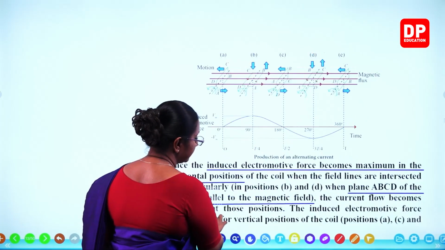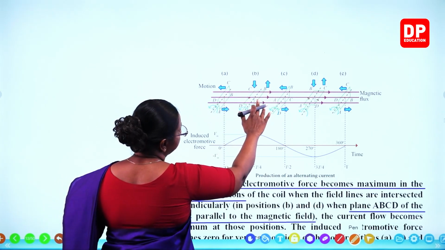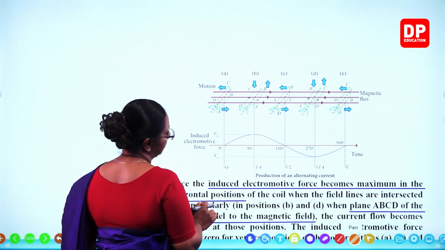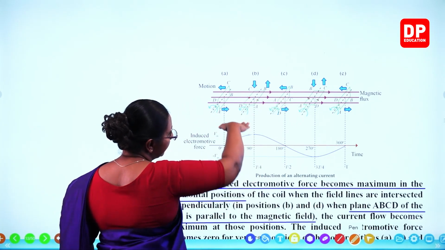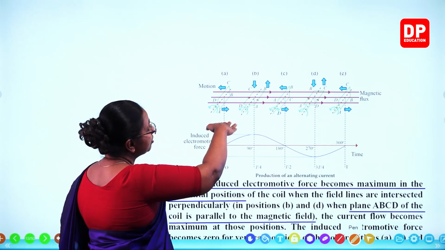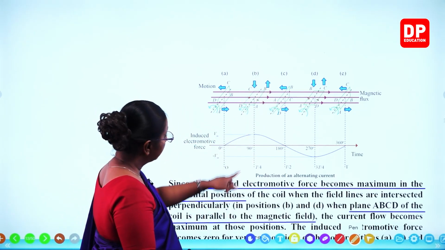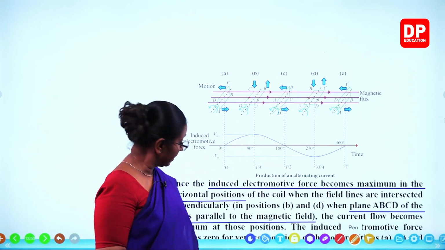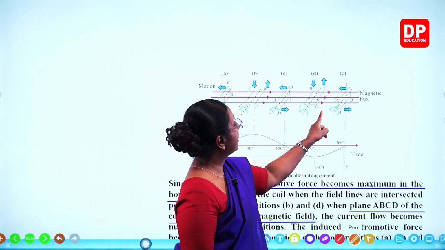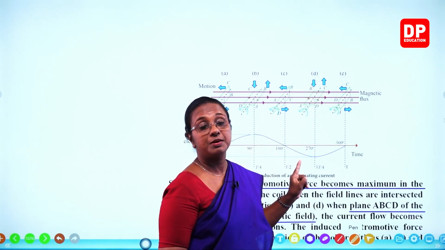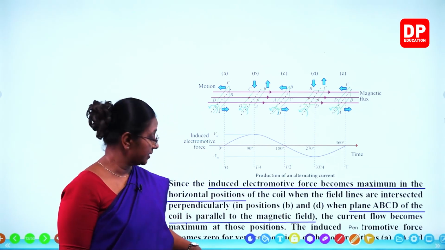So, here you can see that. Now, this plane is parallel, but the motion is perpendicular. Here you can see the magnetic field is also this way, the coil is also this way. So, they are parallel, but the motion is perpendicular. That is when you get the maximum electromotive force. Same here. The coil is parallel, but the motion is perpendicular. So, maximum electromotive force, but in the opposite direction.